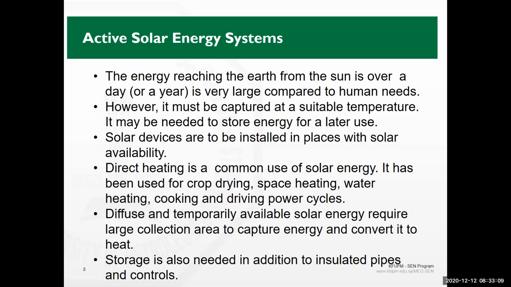Direct heating has always been, over history, the standard way of utilizing solar energy. It has been used for crop drying, for space heating, for water heating, for cooking, and for driving power cycles as well. So many power plants are based on solar energy, having either a tower or a parabolic trough, as we have seen with Dr. Mkhitar earlier.